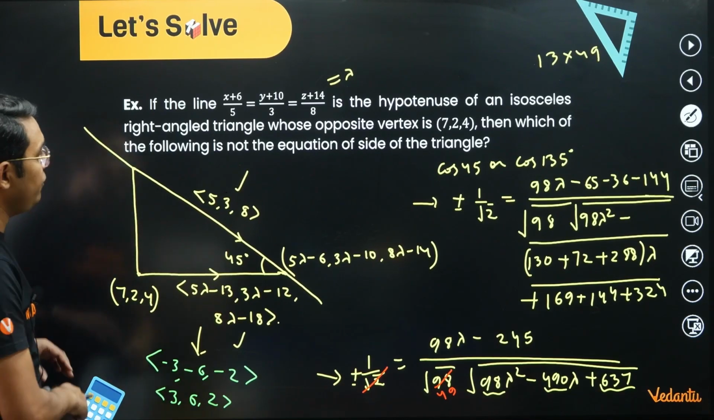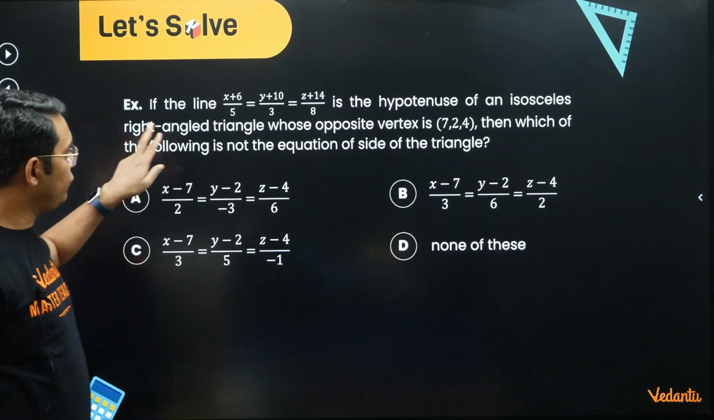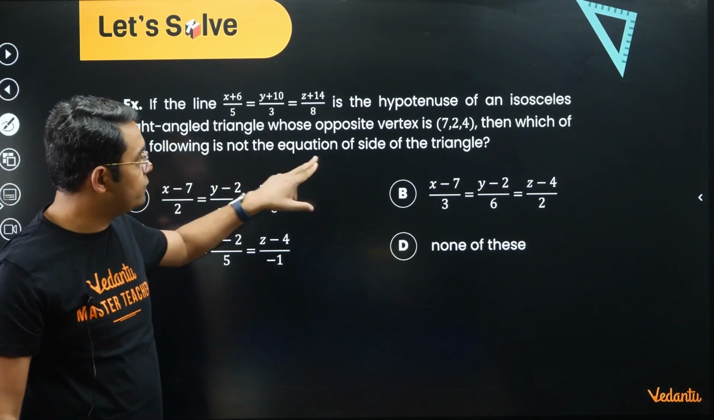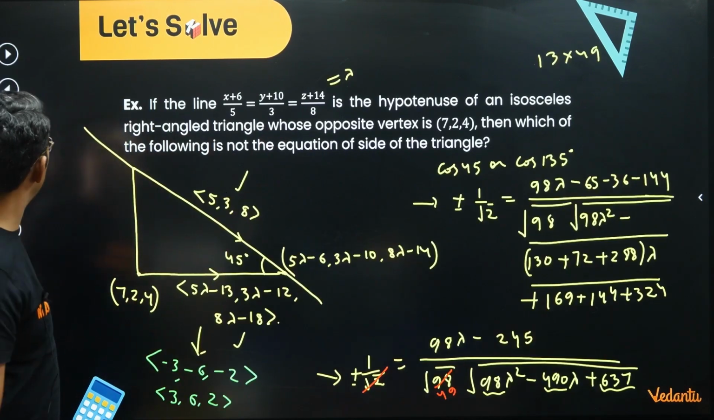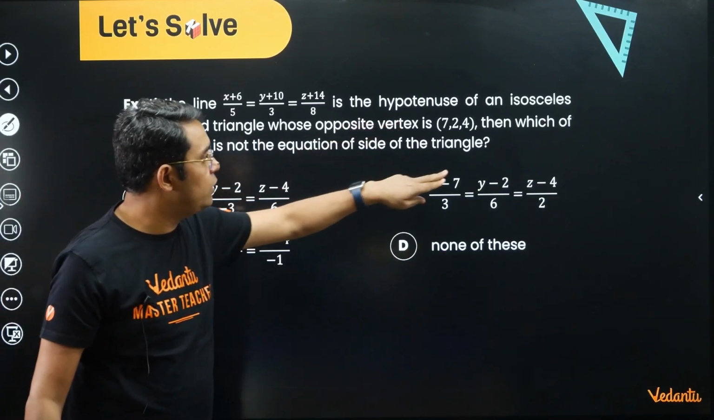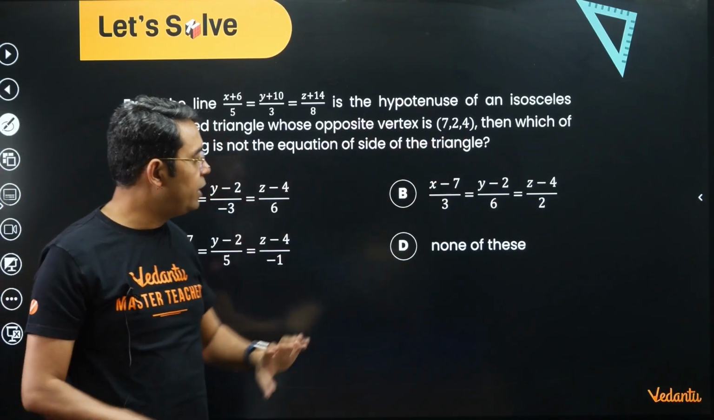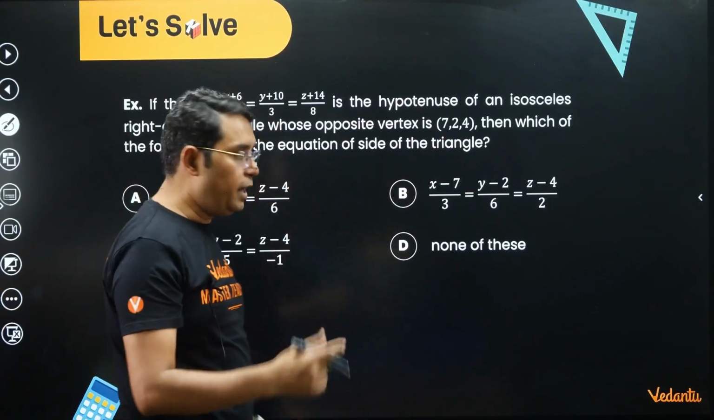Okay, let us see if we are having one of the options like this or not. Actually, they are asking which of the following is not the equation of a side of the triangle. So 3, 6, 2 is one of the direction ratios, and the line passing through 7, 2, 4 is already given in the numerator. So this is actually one of the sides. So this will not be the answer.